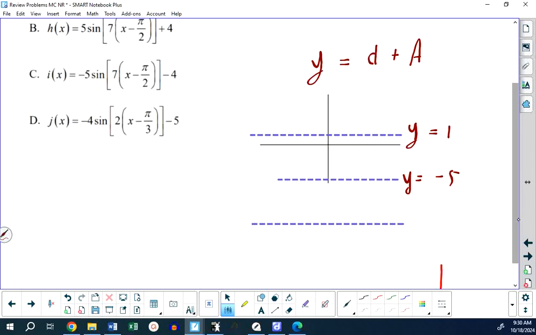This is at negative 4, which is here, and the amplitude is 5, instead of 6, so you still end up at 1. Does that make sense? Okay, you sure?